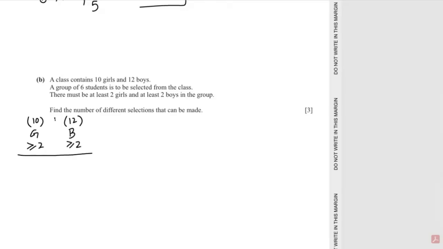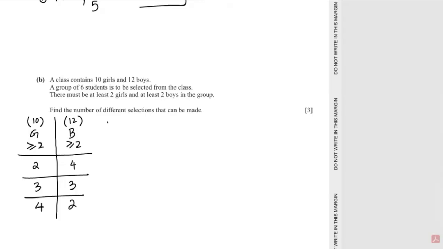So let's see. One possible combination is that you choose 2 girls and 4 boys. So altogether, there are 6 students. Or you can choose 3 girls and 3 boys. Or if you choose 4 girls, you will have to choose 2 boys, and no other combinations.